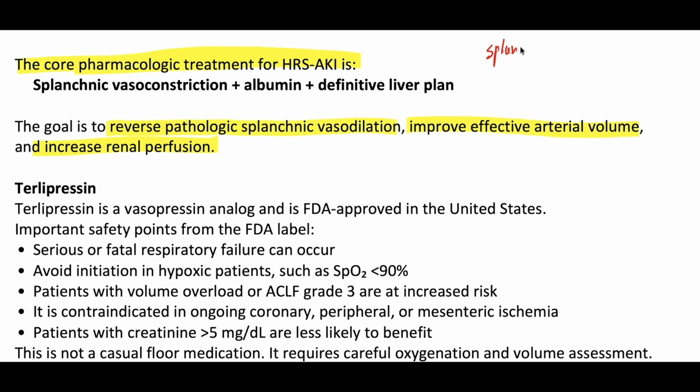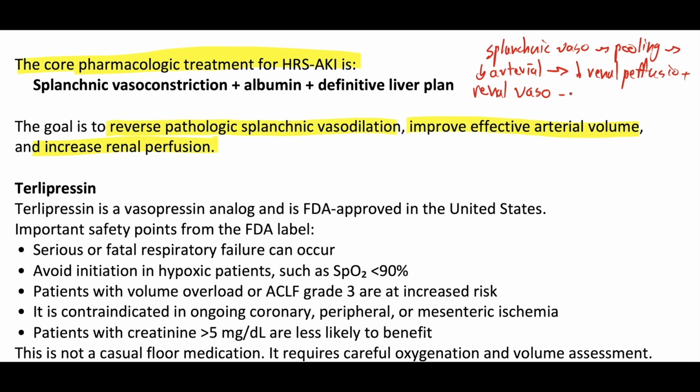We have splanchnic vasodilation that is leading to pooling of the blood in the splanchnic vasculature, that is leading to a decrease in arterial volume, that is leading to decreased renal perfusion, and the kidneys vasoconstricting, so renal vasoconstriction to try to buff up that systemic pressure, and that is then causing that circle to flow round and round again. So what we want to do is reverse that splanchnic vasodilation, improve effective arterial volume, and increase renal perfusion.